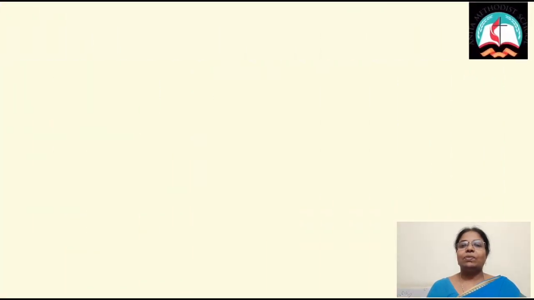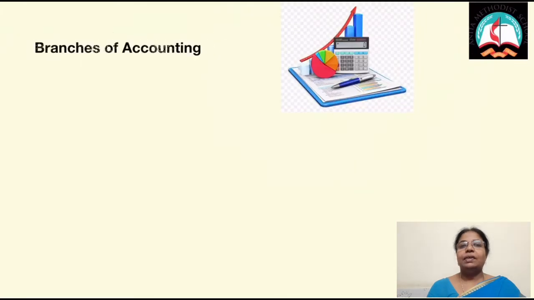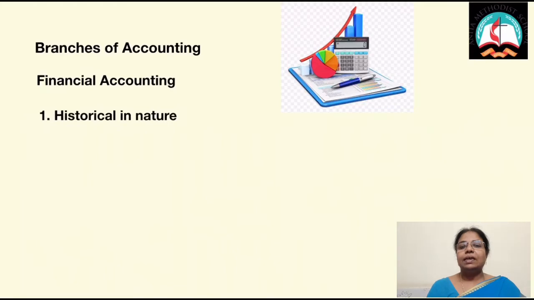Children, now we will see about the branches of accounting. First one is financial accounting. As the name indicates, it records only the financial transactions and events that have taken place in the business. And it is historical in nature.